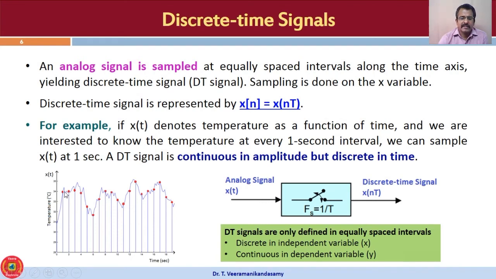N takes a set of integers. The time interval between the integers is T, which is the sampling period. X of nT or x of n is defined only for integer values of n. So in general, discrete time signals are only defined at equally spaced intervals. Here it is discrete in the independent variable and continuous in the dependent variable.